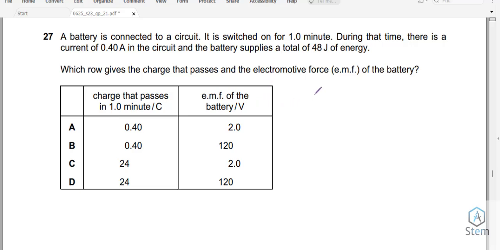We know that charge is equal to current multiplied by time. So the current, we are given 0.4, and the time we are given 60 seconds, 1 minute here. So the charge is going to be 0.4 times 60, we have 24 coulombs.